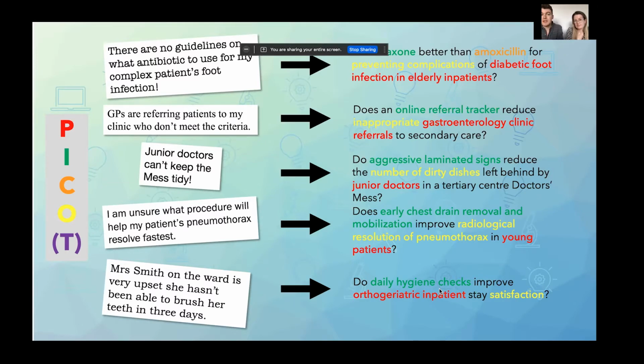Similarly, you can see, even if we go down to something completely different, like do aggressive laminated signs as an intervention, reduce the measurable number of dirty dishes left behind by junior doctors in a tertiary centre mess. Again, you can apply this tool to any problem you can think of, and it will help you generate in your own practice, in your own projects, an answerable and actionable research question.